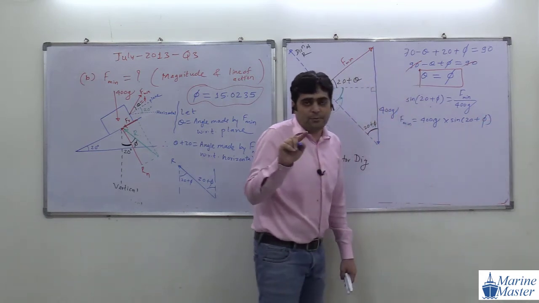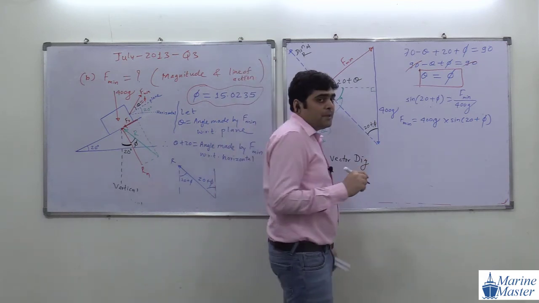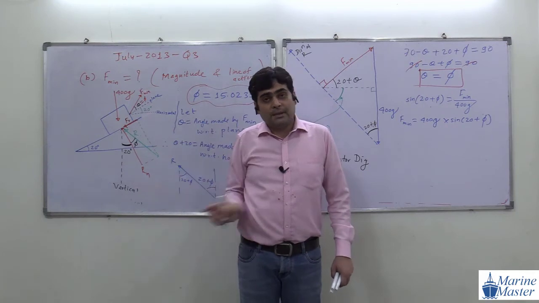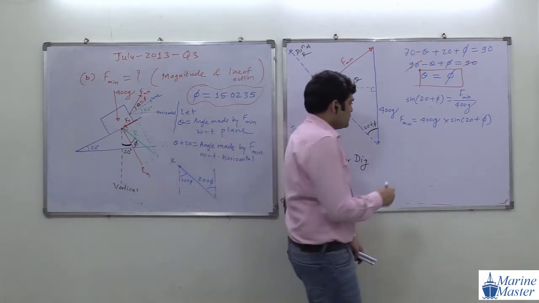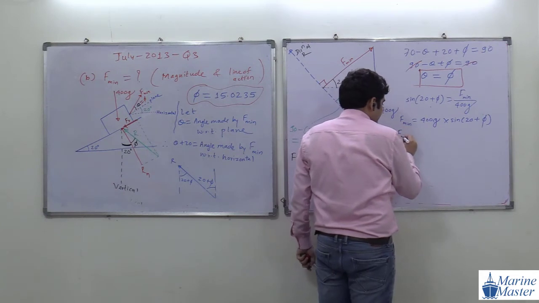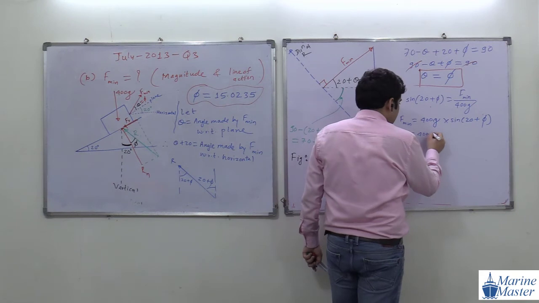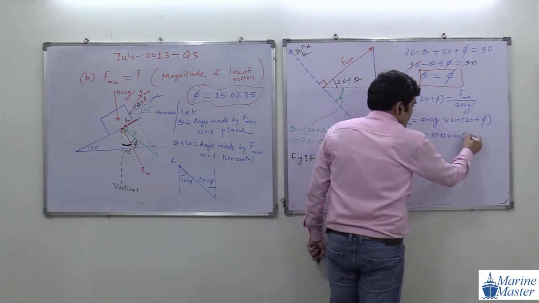Please be careful while writing theta and phi. Sometimes a few people may write theta, q and phi the same way, but all three are not the same. Each has a different meaning. So F minimum will be equal to 400 multiplied by 9.81 into sine of 20 plus phi.